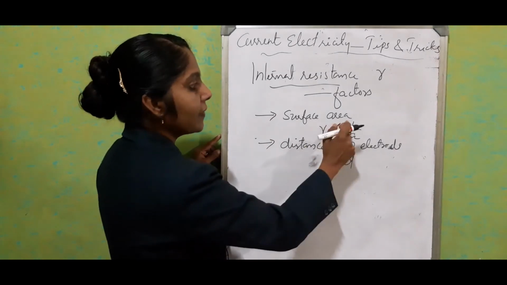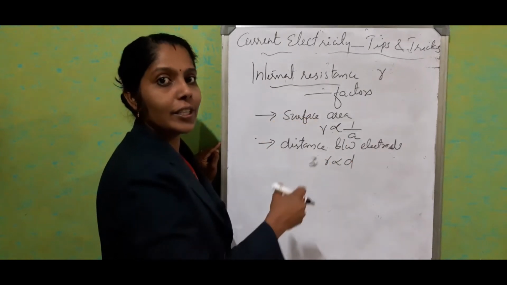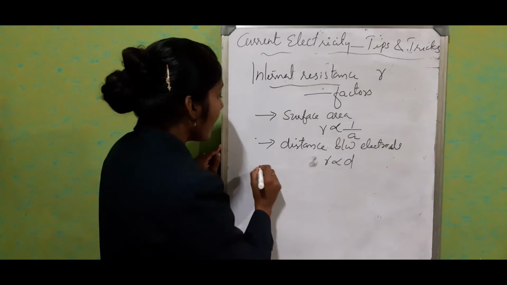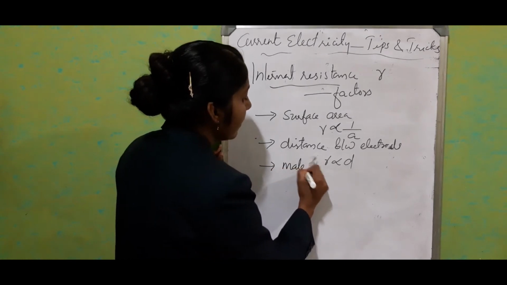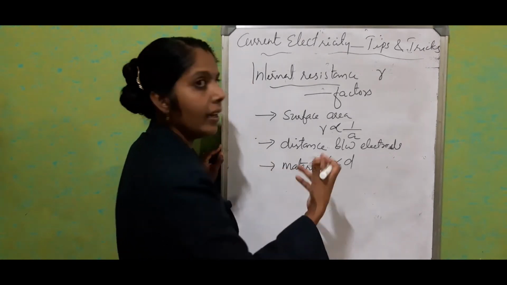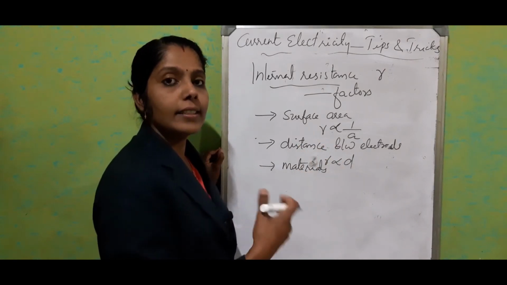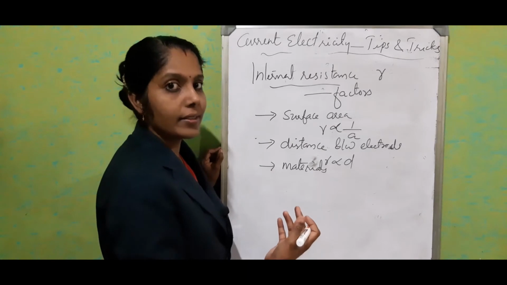Same factor here, surface area. There it was the area of cross section of the conductor, and it was inversely proportional. Here also it is the same way. Now, material. The internal resistance depends upon the material. It may vary. Some materials have less internal resistance and some of them have more internal resistance.